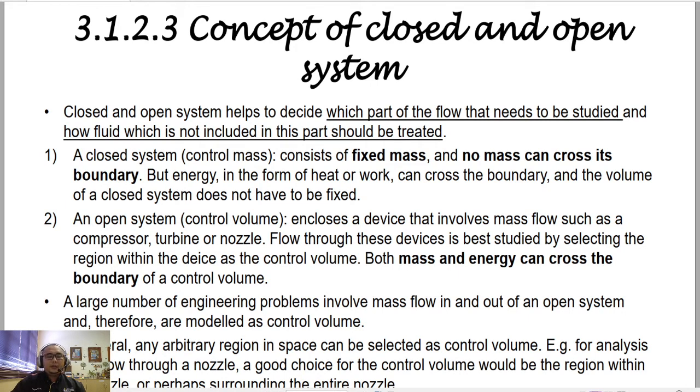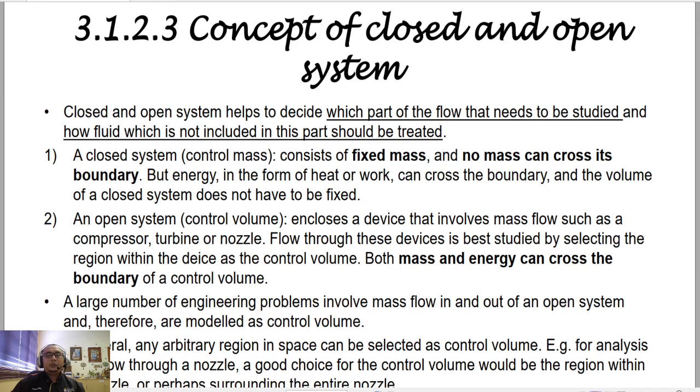Okay, what is closed system? Closed system is control mass. So dalam satu closed system kita akan control dia punya mass, which is consist of fixed mass, mass tidak berubah, and there is no mass can cross its boundary. But energy in the form of heat or work can cross the boundary, and the volume of the closed system does not have to be fixed. Okay, so apa yang perlu ingat? Mass fixed.